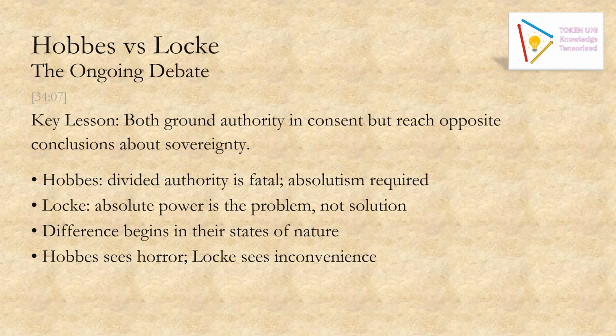Absolute power is the problem, not the solution. James II had absolute pretensions, and look what happened. He became a tyrant and was rightly deposed. Power must be limited, divided, conditional. The people must retain the ultimate authority to judge when government has failed.